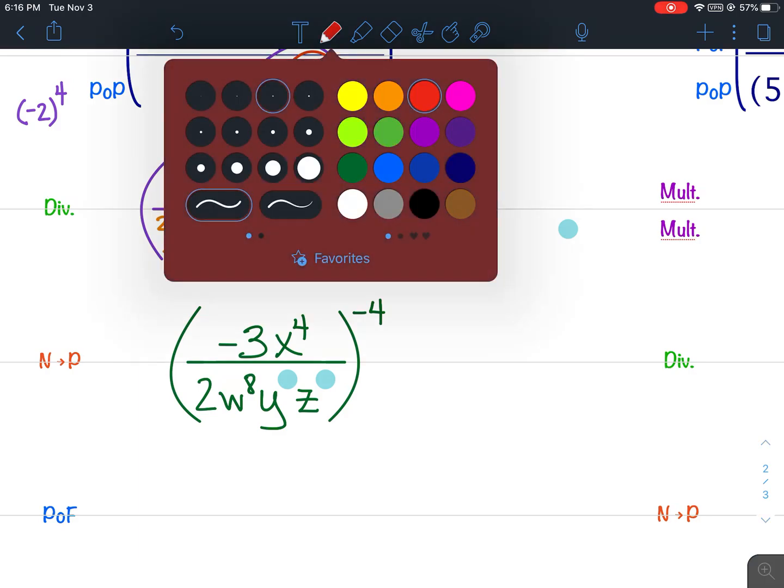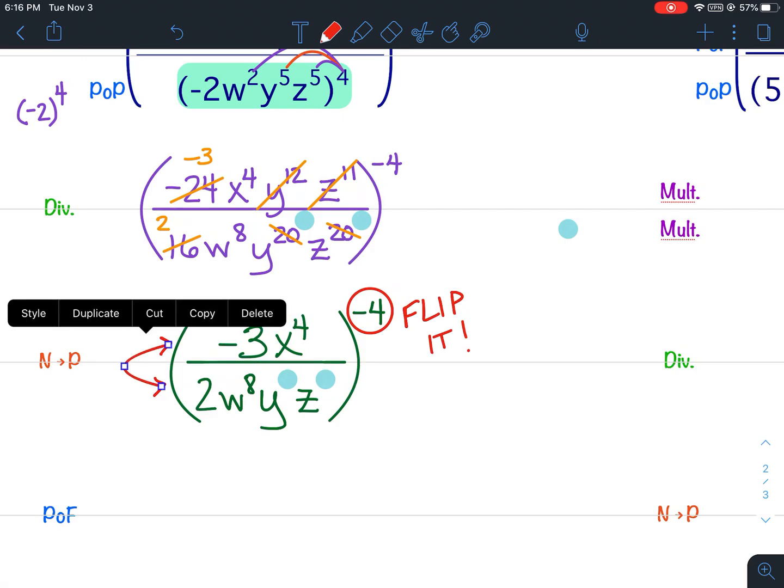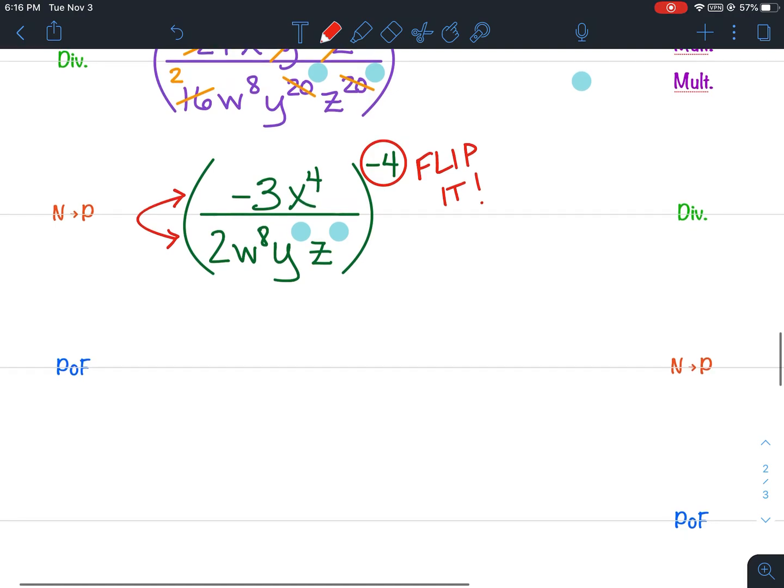When you look at that exponent, it is a -4, and we don't want to work with negative exponents. We need positive exponents. So I need to take the reciprocal of this entire fraction. Remember, reciprocal means we're going to flip it. Whatever was in the numerator will move to the denominator, and whatever was in the denominator will move to the numerator. So I take a reciprocal of the entire fraction.